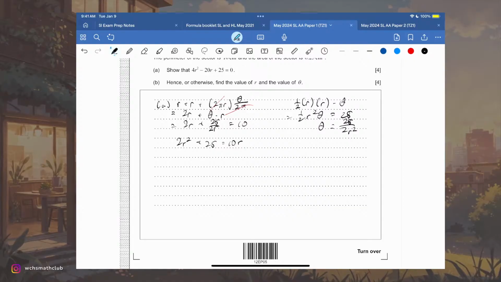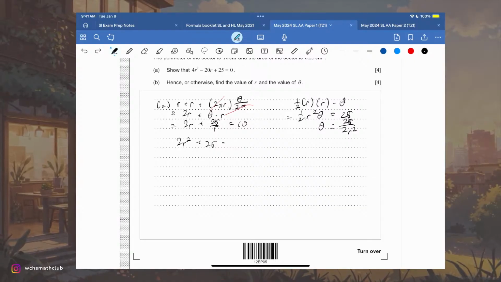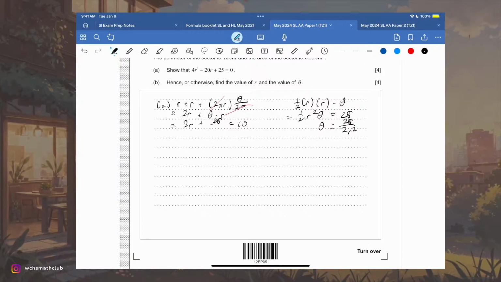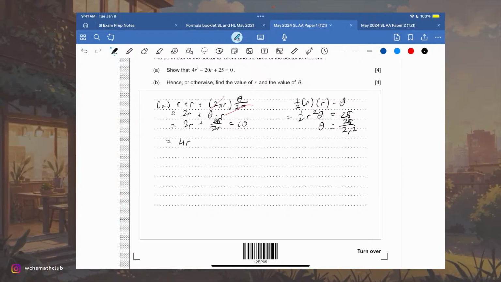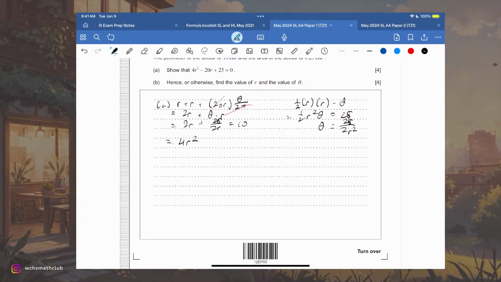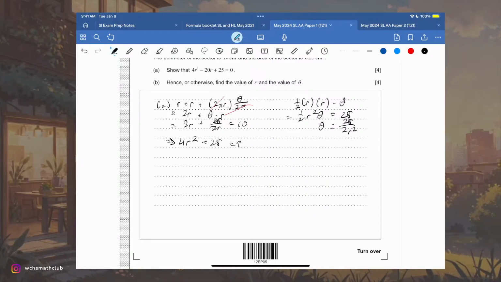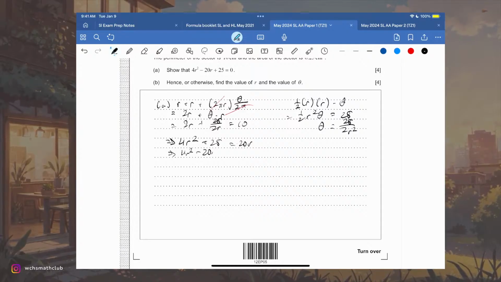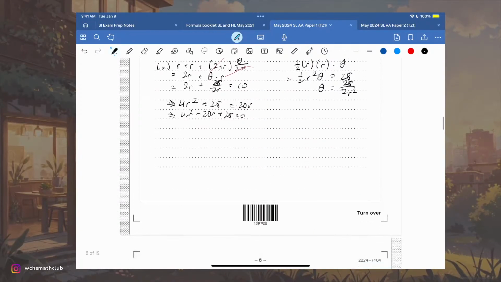Oh, there's a 2 here, my bad. Sorry about that, guys. So this is actually going to be 2r plus 25 over 2r, just like so, equals 10. We're going to multiply both sides by 2r, of course. And then we get that 4r squared plus 25 equals 20r. So 4r squared minus 20r plus 25 equals 0. Great. So sorry about the hassle.